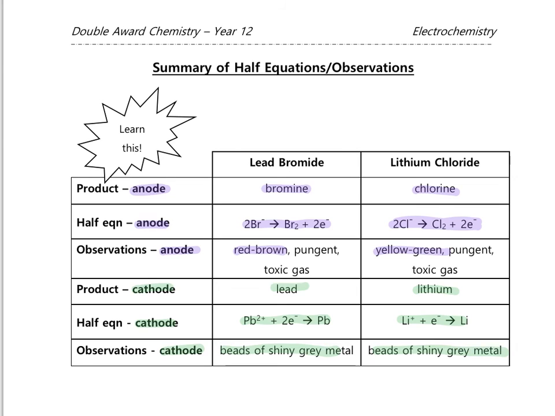So learn those half equations and observations for those two specific examples really, really well, and make sure you can describe what's happening at each electrode as well, and that is very much dictated by your half equation, essentially just putting your half equation into words. So for example, with lithium at the cathode here, you would say at the cathode, lithium ions gain 1 electron to form lithium atoms. So it's putting that half equation into words essentially.